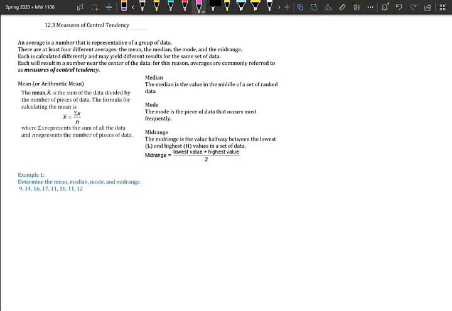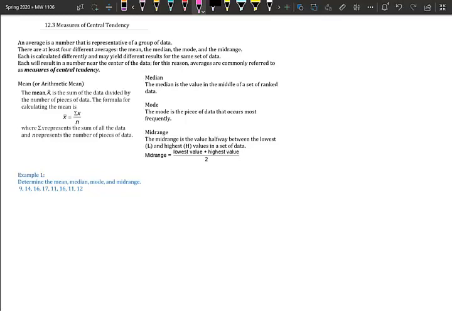There are at least 4 different averages: the mean, the median, the mode, and the mid-range. Each is calculated differently and may yield different results from the same set of data. Each will result in a number near the center of the data. For this reason, averages are commonly referred to as measures of central tendency. So, when we say the average, our brain usually thinks of the mean, where we add everything up and divide by that number.